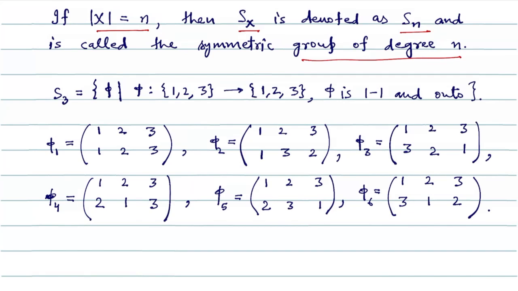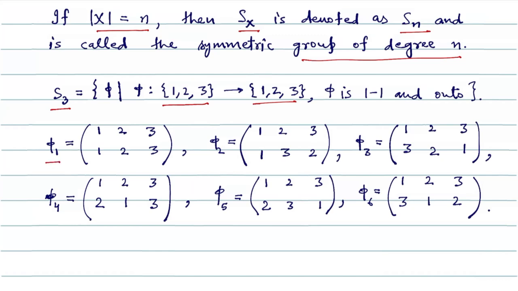As an example, S_3 will be the set of all 1-1 and onto functions from the set {1, 2, 3} to {1, 2, 3}. So we can list the elements of S_3 as follows. S_3 will consist of 6 elements.